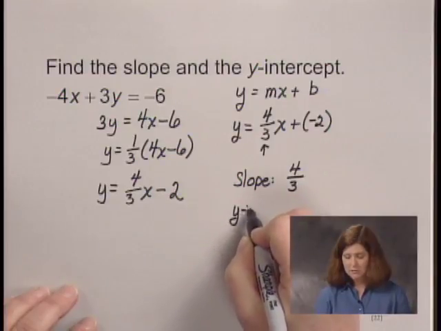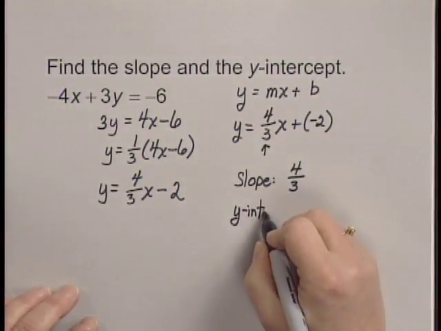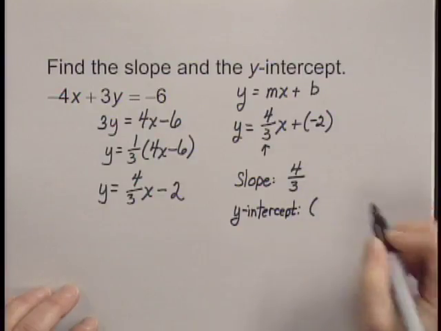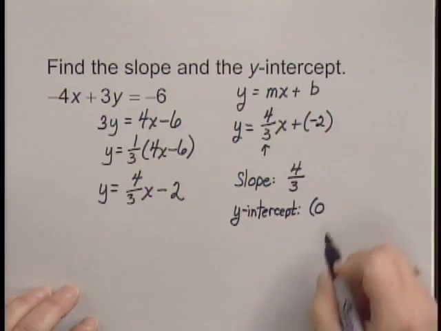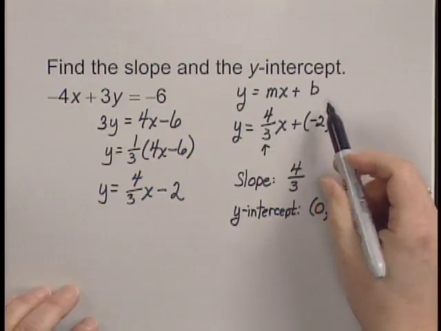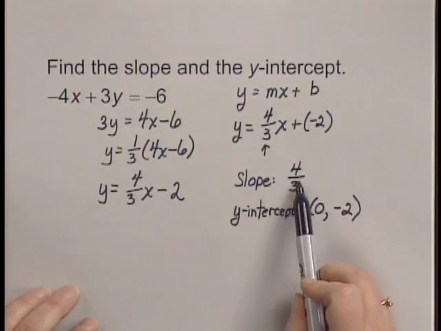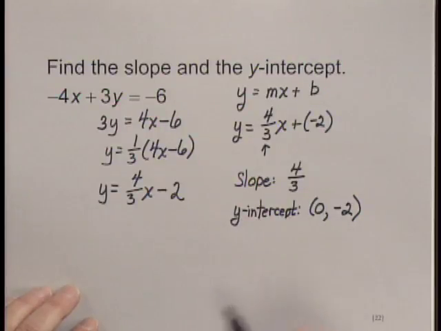The y-intercept we get from the b. The y-intercept is a point. The x-coordinate of the point is 0, and the y-coordinate of the point will be b, which in this case is negative 2. So we have the slope and the y-intercept of the line.